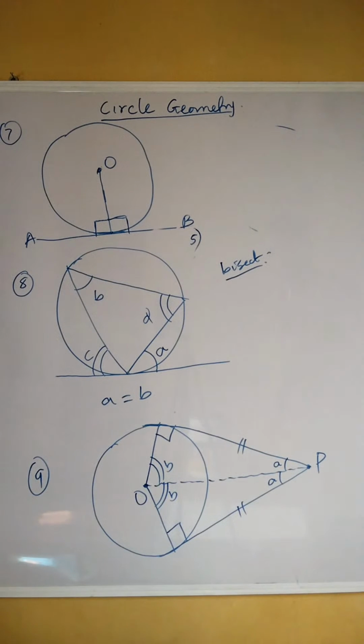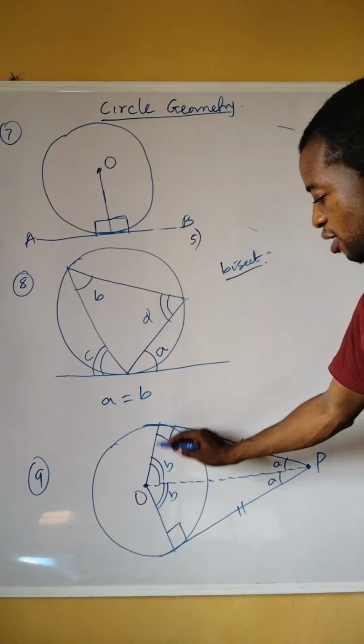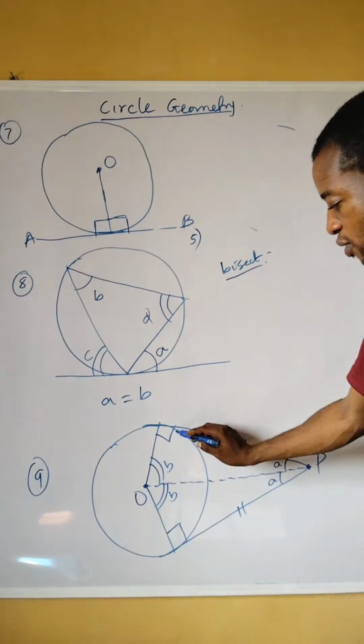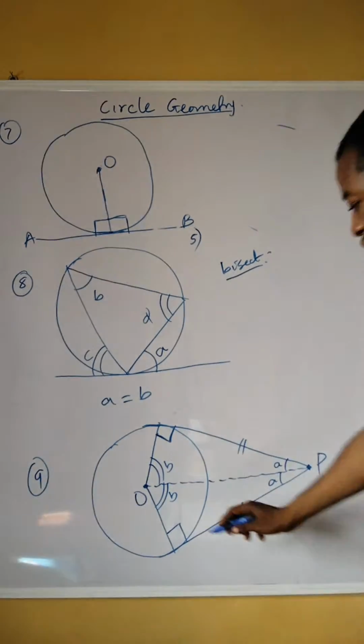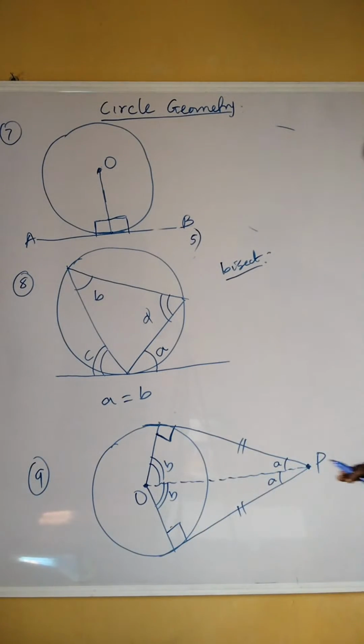So when two tangents are drawn from an external point, the two tangents are equal in length. And we already established that the angle between the line from the center to the tangent is 90 degrees. So this is also 90 degrees. And this line here bisects the angle at the point P and also the angle at the center of the circle.